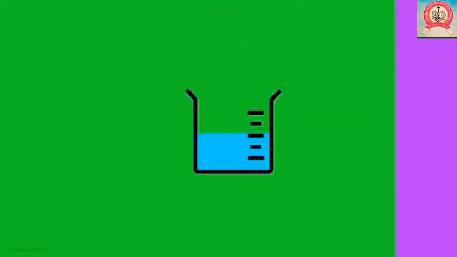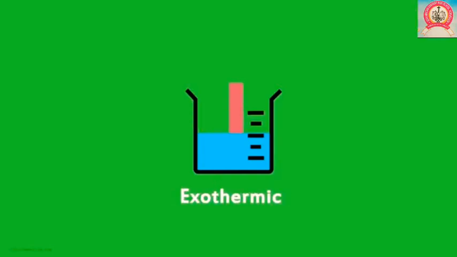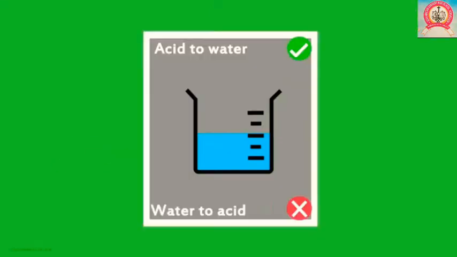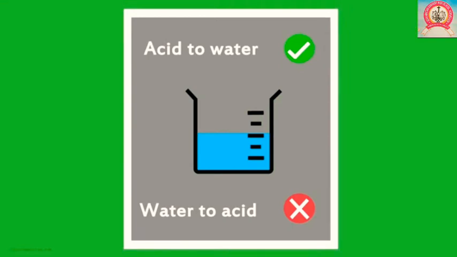We might argue that the same would happen when acid is added to water, right? Not really, and let me explain why. When we add acid to water, the reaction will still be exothermic. But water is a very good absorber of heat. Yes, the water absorbs the heat, and that is why adding acid to water is better than doing it the other way around.